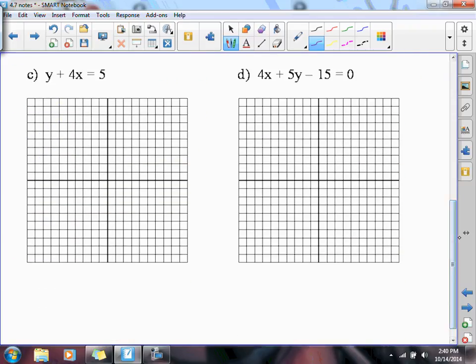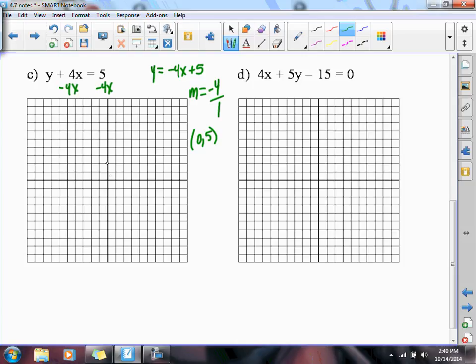And then for part C and D, these are a little bit more intense just because they're not already solved for y. So I'm going to have to solve them for y first. So for part C, I'm going to have to subtract that 4x over to the other side. So then I'll have y equals negative 4x plus 5. So my slope will be the negative 4 over 1, and then my intercept will be 0, 5.